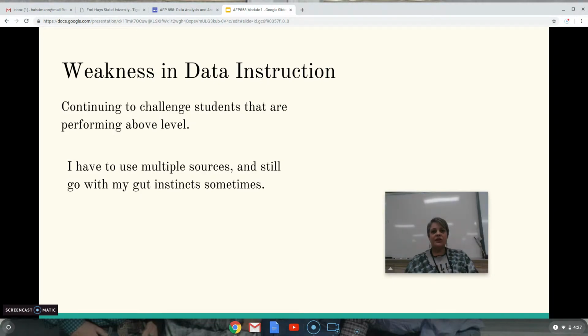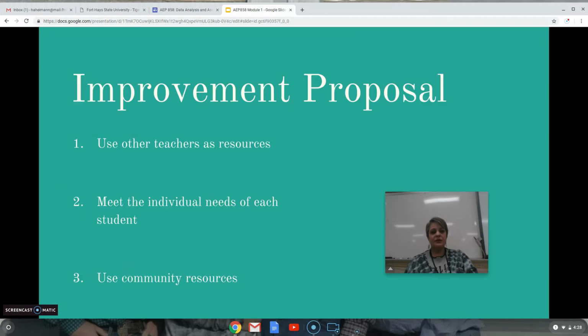Sometimes data can become overwhelming because we have so many sources of data coming in. But then you also have to look at that data and say, okay, was that student focused that day? Were they sick? Were they just sitting there clicking on the computer? What was going on? So I think you definitely have to go with your gut instinct.